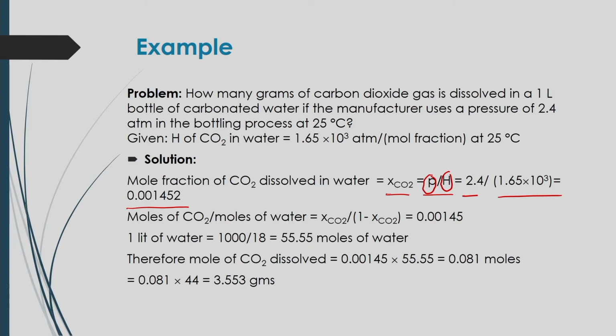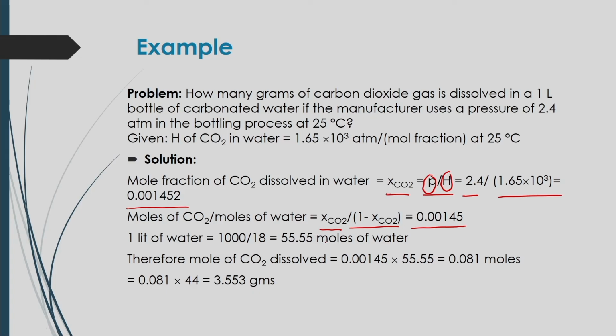Similarly, how will moles of carbon dioxide per mole of water be calculated? Here it is moles of carbon dioxide divided by moles of water. Moles of water will be 1 minus moles of carbon dioxide, and after calculation it comes as 0.00145.